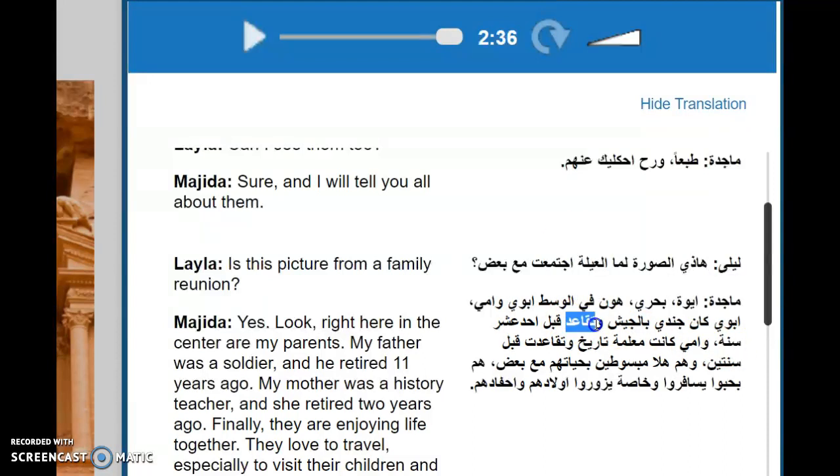This is a past tense verb form 6, from قعدة, to sit. In form 6 it means to retire. So he retired قبل 11. So this قبل is translated ago. They put it before the number. So he retired 11 years ago.